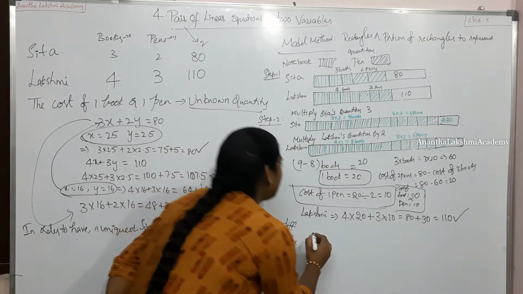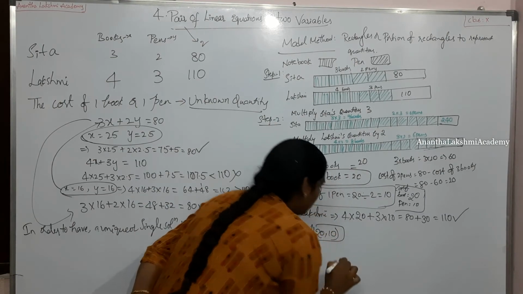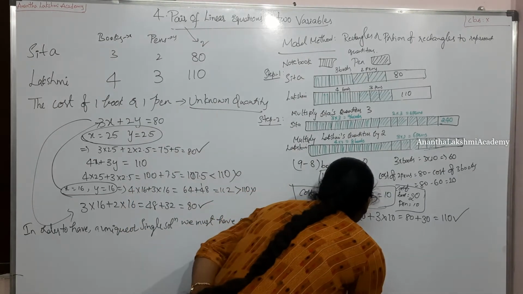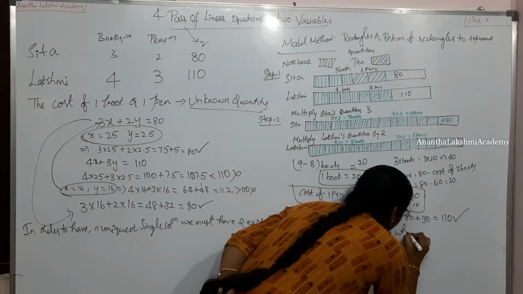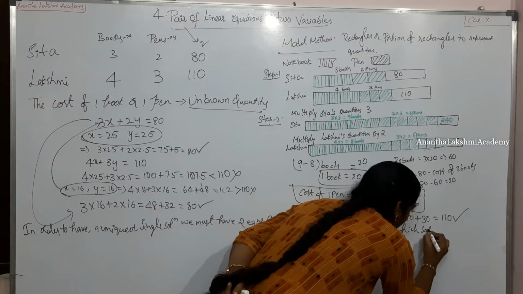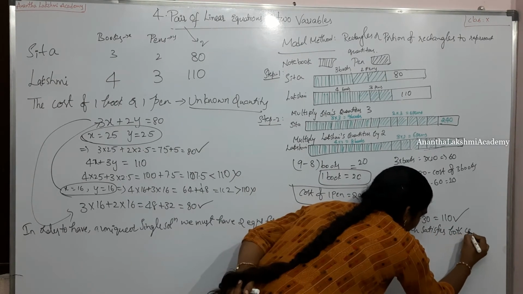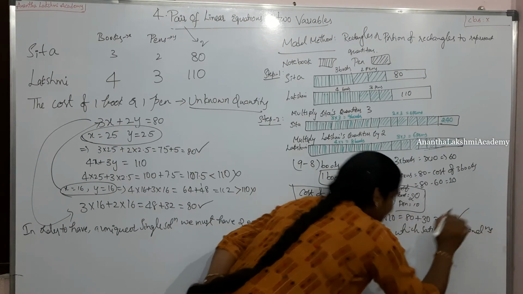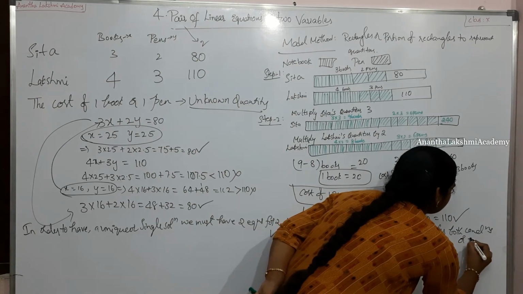So 20 comma 10 is the ordered pair which satisfies both conditions or equations.